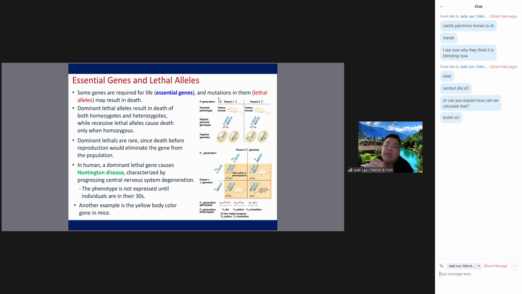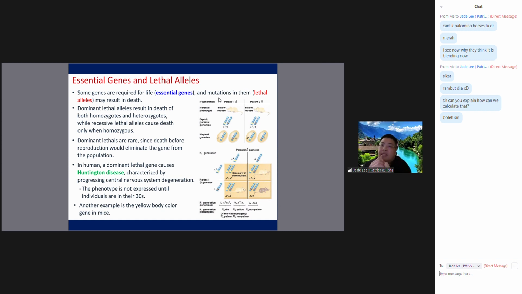Okay, so in humans, a dominant lethal gene causes Huntington disease, which is characterized by progressive central nervous system degeneration, and the phenotype is not expressed until individuals are in their 30s. So ada orang sampai 30 pun, sampai umur 30 baru dia tunjukkan simptom-simptom penyakit.